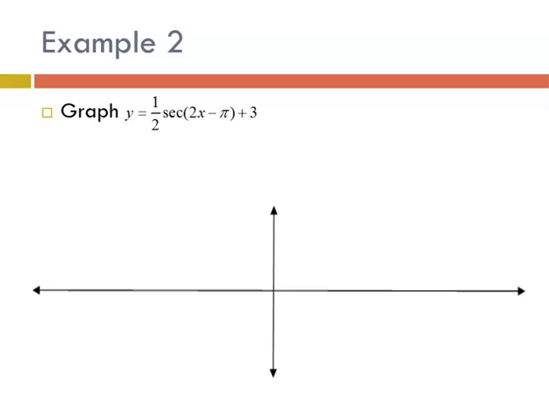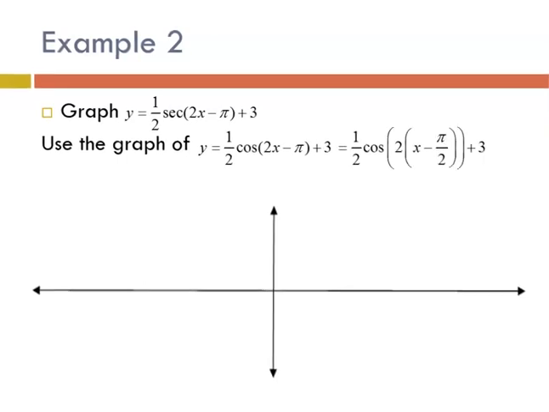Now, if you want to do it at this point, or if you want to first change it to cosine, either way is fine, but eventually you'll have to go ahead and factor that out. So we factor out the 2, we're left with x minus pi over 2. So now you can see all the different parts here. You can see the amplitude is 1/2. You can see that it has been shifted up by 3.